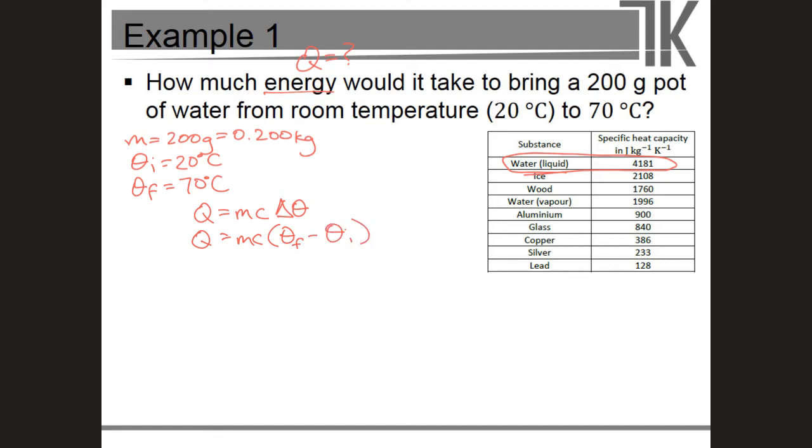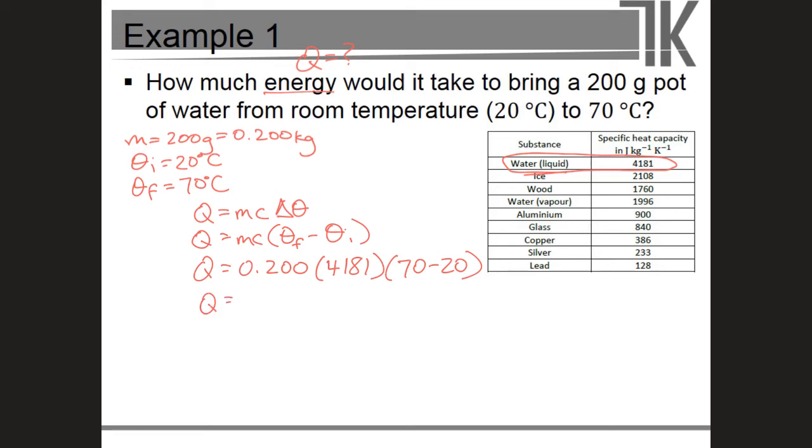And now we can simply plug our numbers in. And that way we don't have calculations all over the place. It's a lot nicer and easier for our examiner to read. So we've got Q equals 0.200 times our specific heat capacity, 4181, times 70 minus 20. And then we can just put this all inside our calculator.